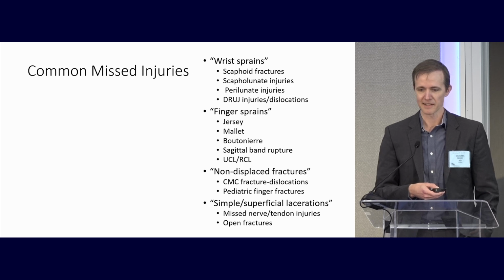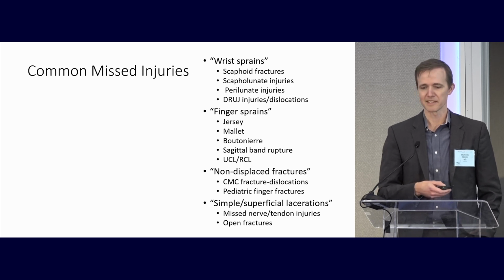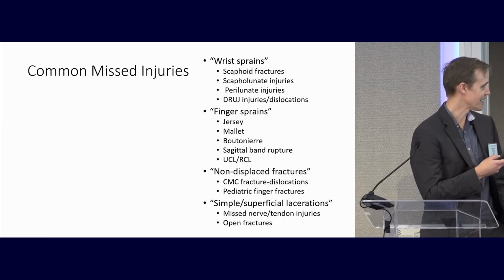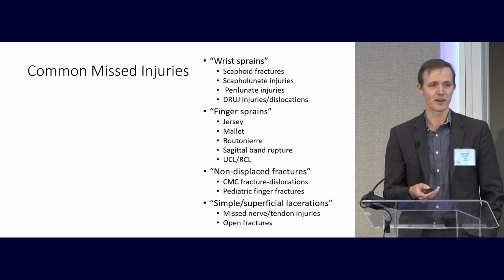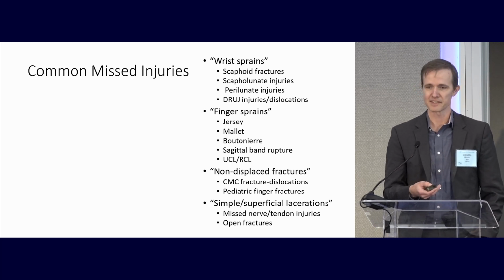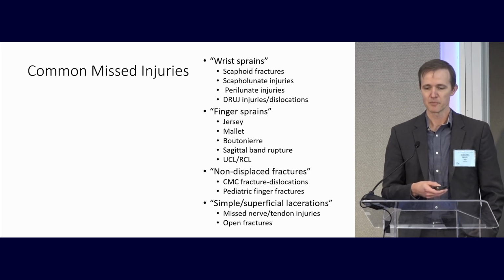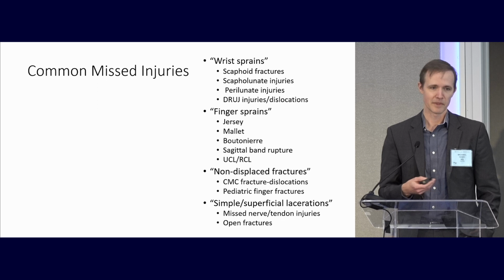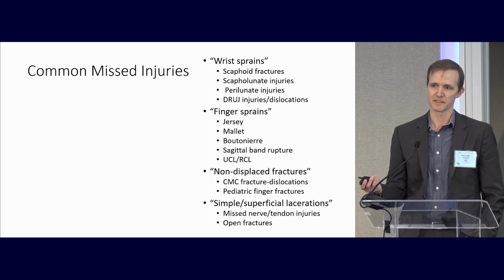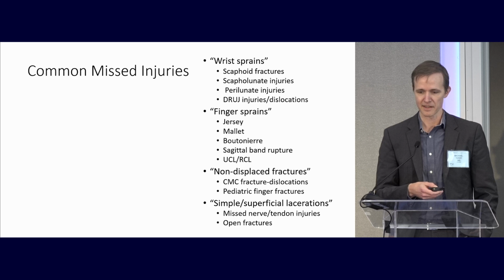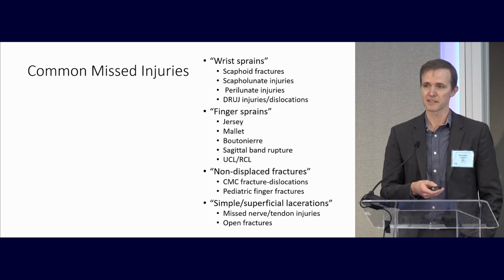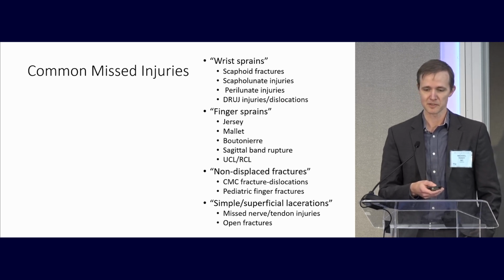So let's look at that. Wrist sprains, a lot of times, as Dr. Vogeli went on at length, can hide scaphoid fractures. Scapholunate injuries are also very commonly missed, particularly in the setting of distal radius fractures. Perilunate injuries, you would think, should be easily diagnosable from the plain films, but surprisingly are also very commonly missed, especially at outside facilities and when they're referred back in. Also, DRUJ injuries and dislocations can easily be missed as well.